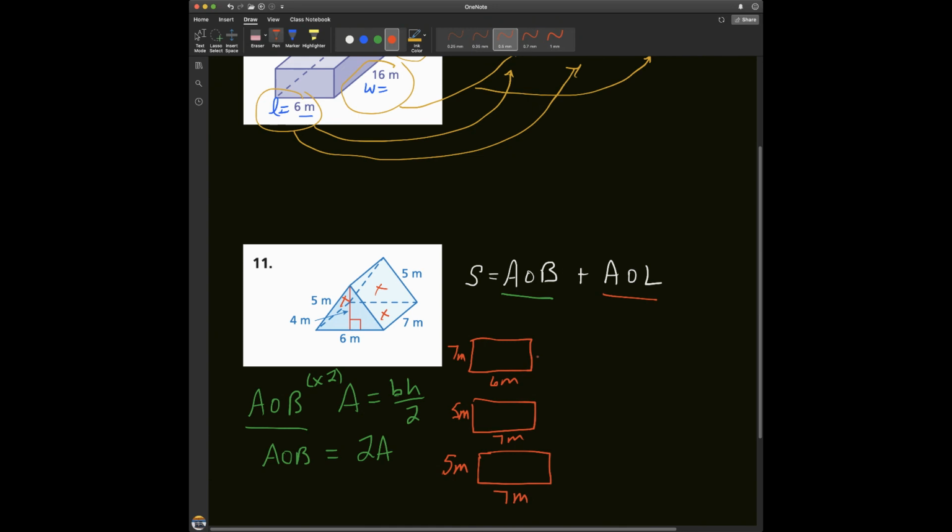So I have to find the area of these, add these areas together, and that gives you the area of the lateral faces. I plug that in here. I find the area of the bases. I plug that in here, add them together, and you will get the area of this triangular prism.